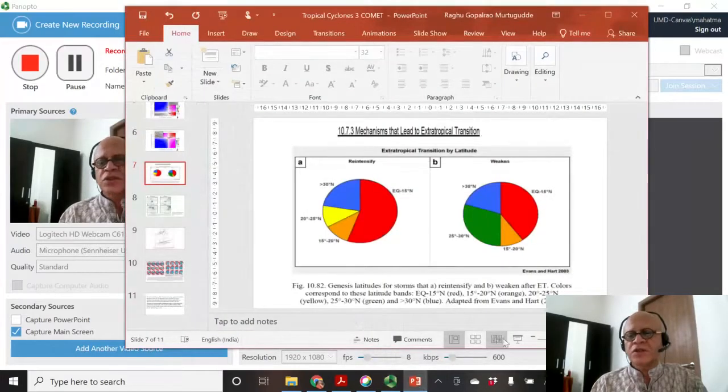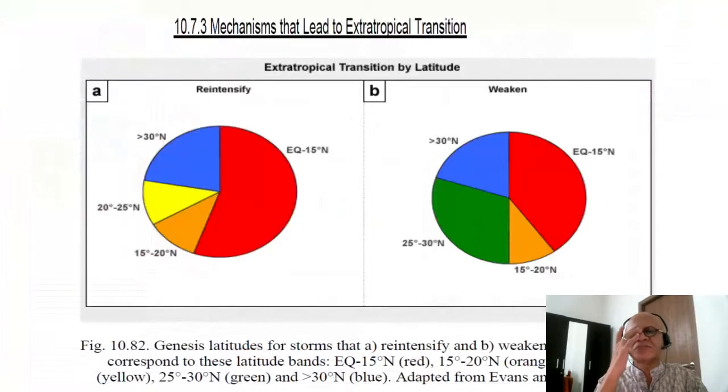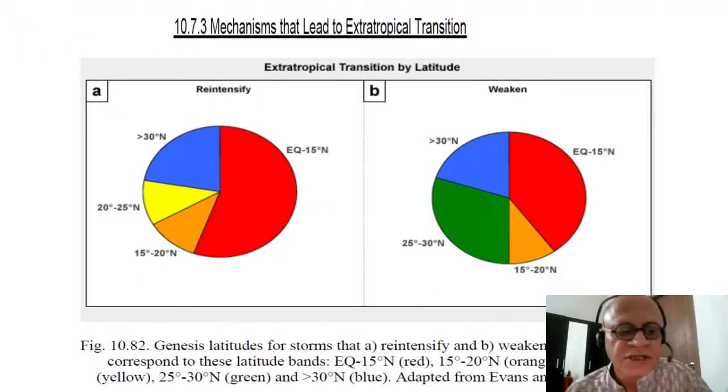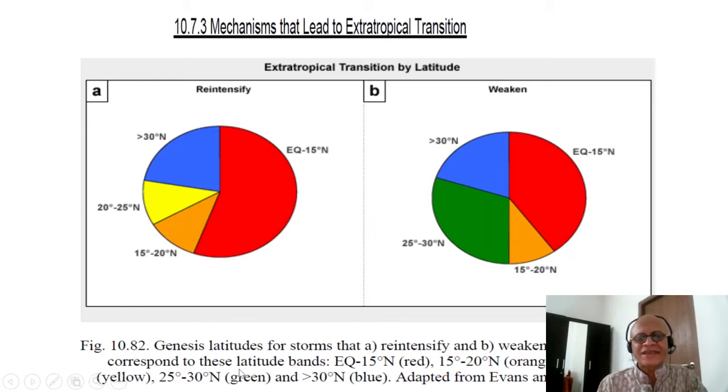Okay, so let's look briefly at the mechanisms that lead to extratropical transition, starting with this, where we are looking at genesis latitudes for storms that re-intensify or weaken after extratropical transition. Colors correspond to these latitude bands. So the ones that re-intensify, the majority of them, are born in the equator to 15 north latitude band, and surprisingly the ones that are born at higher latitude are not necessarily more likely to re-intensify.